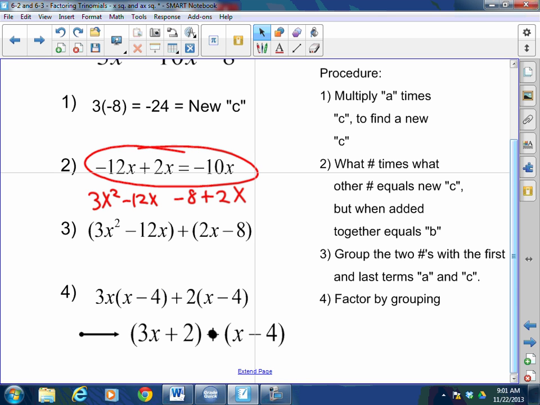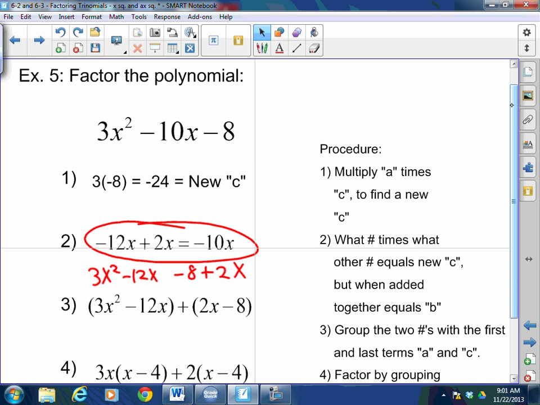So again, how does the grouping work? Okay, I'll do it in blue. You're first going to go, okay, 3 times negative 8, A times C. Okay, I got negative 24. All right. What times what is negative 24?